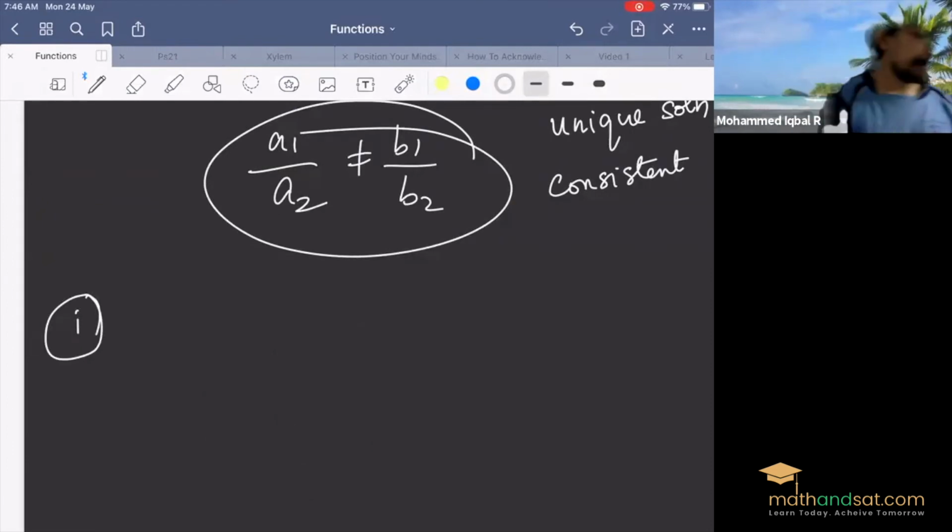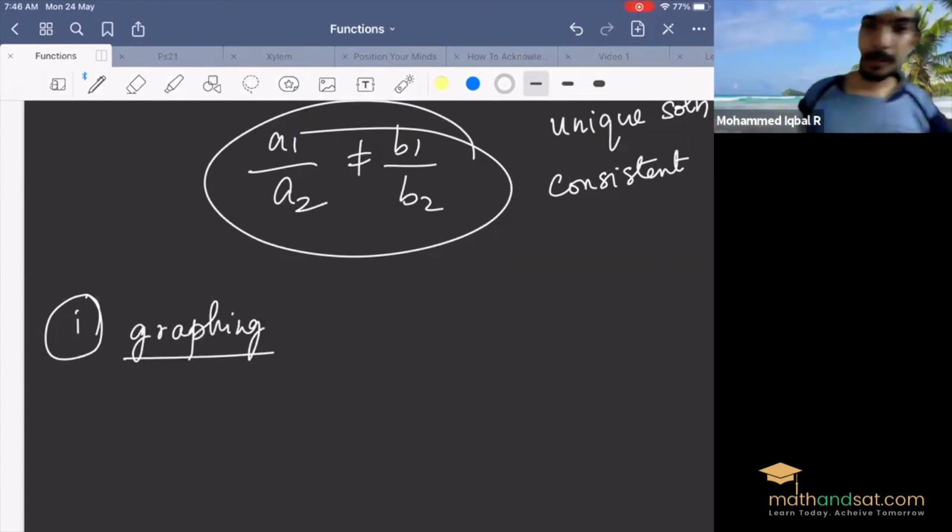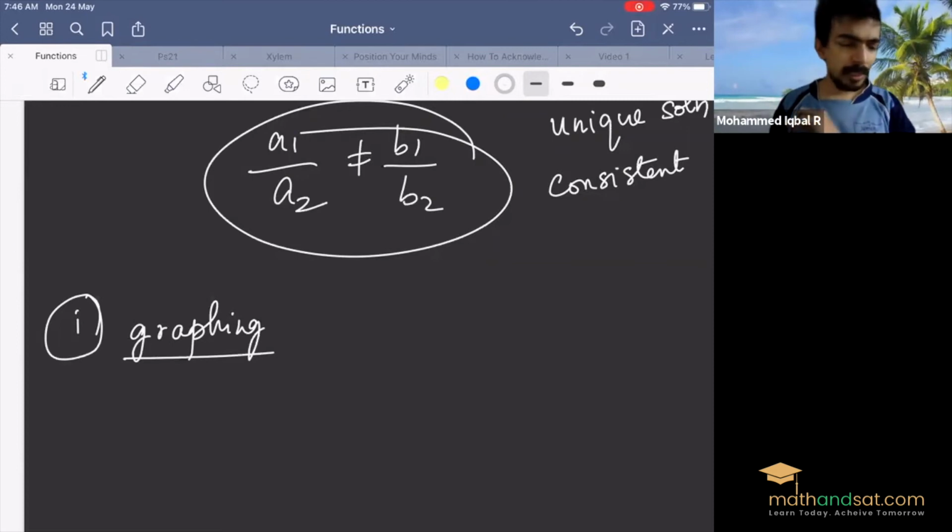The first method is, of course, graphing. If you have a graph paper, you can easily plot them on the graph sheets and find the point of intersection. Or if you have a graphing calculator, plot them on the graphing calculator and get the solution. If you're graphing a straight line on paper using a pen or a pencil, say for example, let's see one question: how you can obtain a solution using graphing.